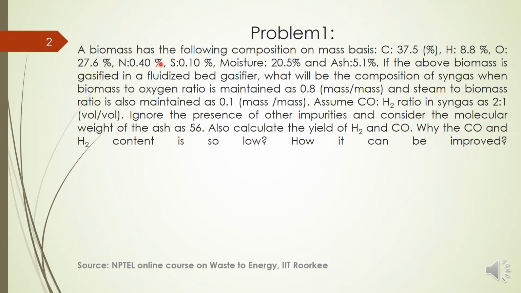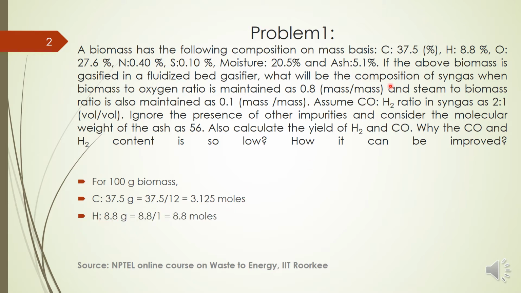So first we have to find the molecular formula. So for that we have to consider 100 gram of biomass. Similar problems we have done in combustion also. So for 100 gram of biomass we have to find out the molecular formula. So carbon is 37.5 gram. In 100 gram the carbon amount will be 37.5. So the number of moles will be 37.5 divided by the molecular mass of carbon, that is 12. So carbon mole is 3.125.